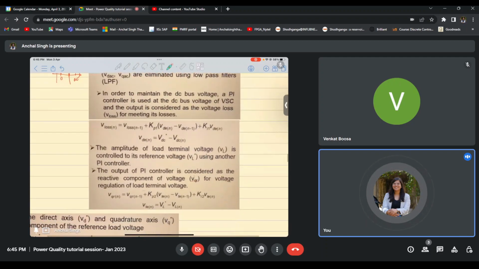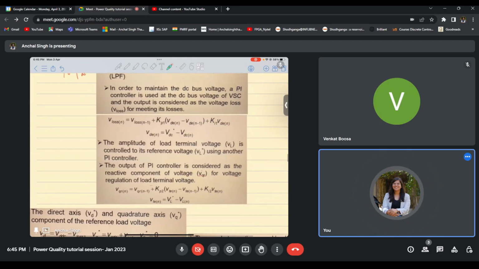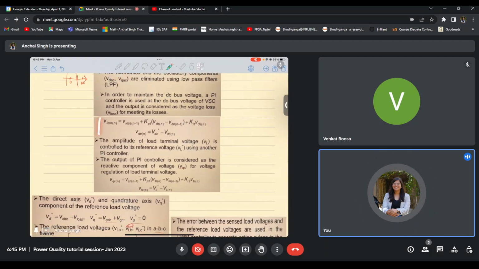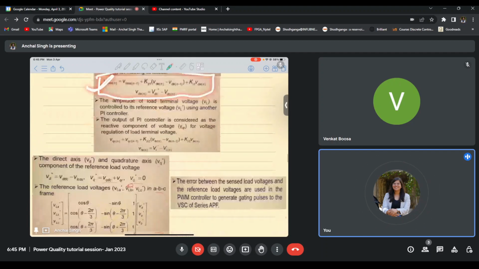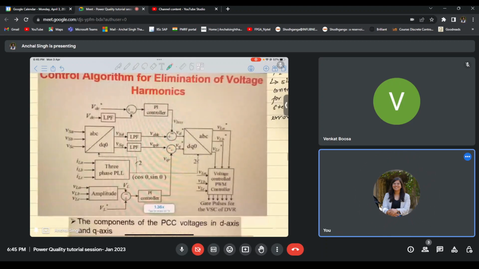Now, to maintain the DC bus voltage, a PI controller is used at the DC bus of the system. These are the equations for the PI controller. We estimated the V loss, and we also estimated the VQ component required to maintain the load terminal voltage. Using the reference D and Q components, we were able to transform them into the ABC domain and obtain the reference ABC components. So this is what this diagram was representing.